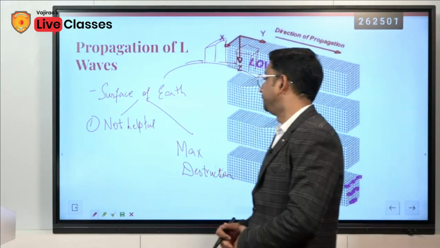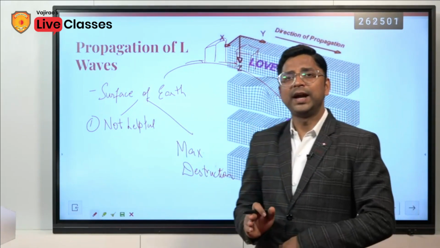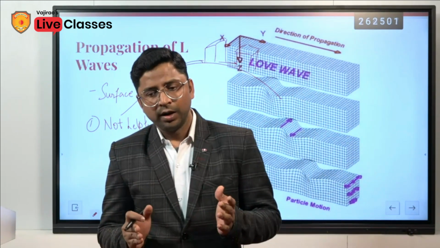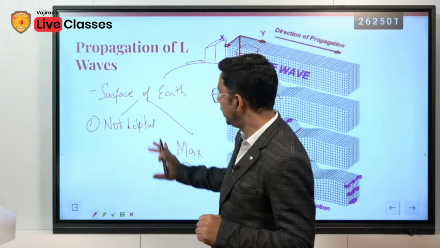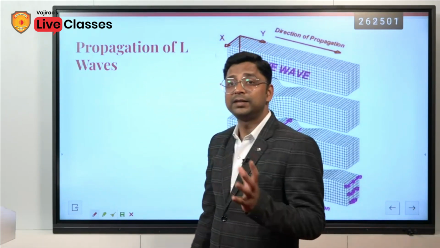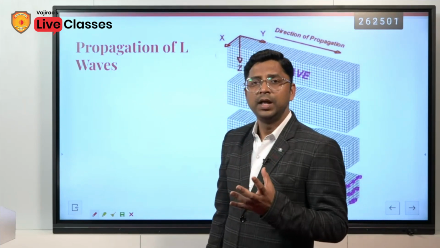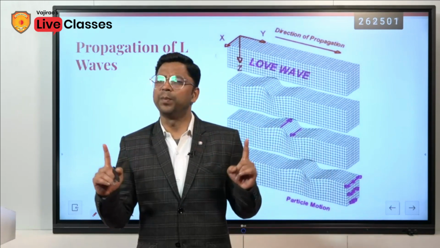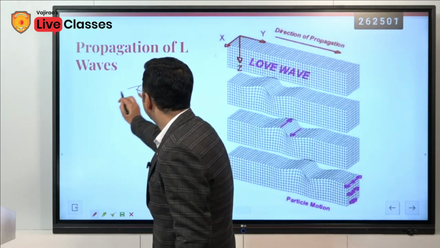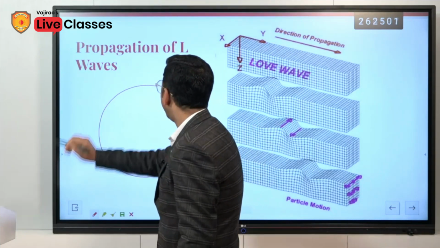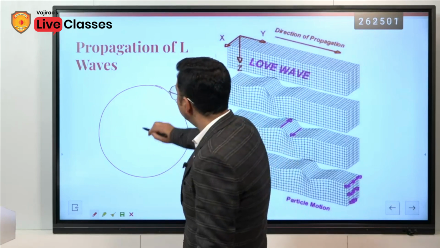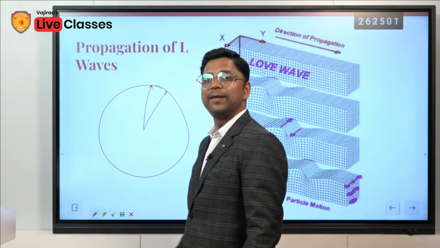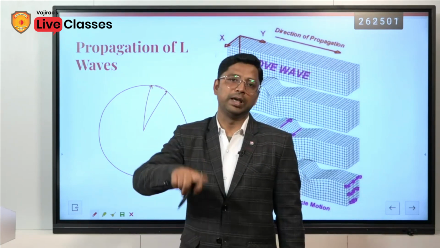Now we know the characteristics of P waves and S waves. After studying these characteristics, now we will draw an inference. If the earth would have been a homogeneous body, these waves must have traveled in a straight path, but that is not the case.